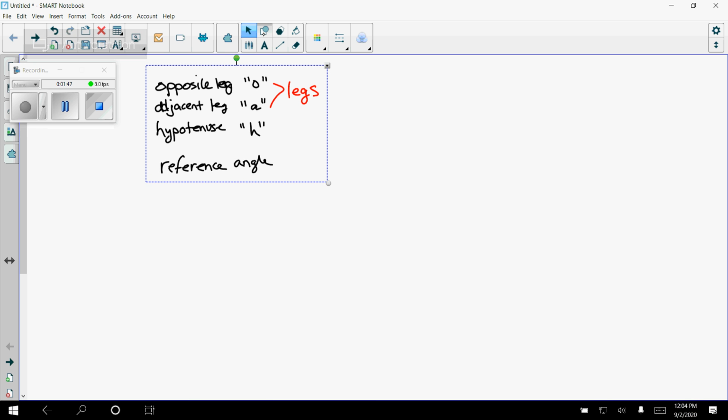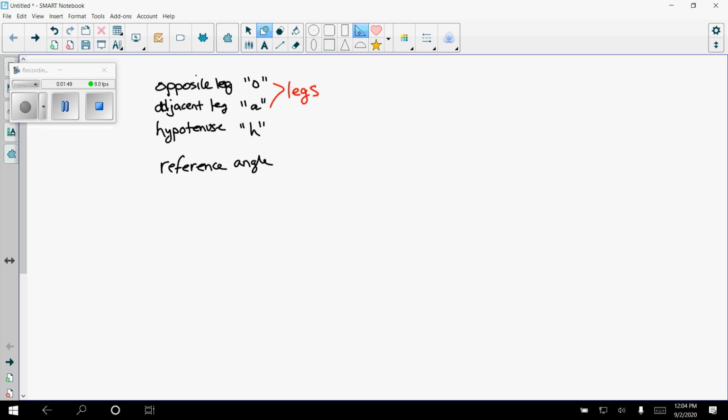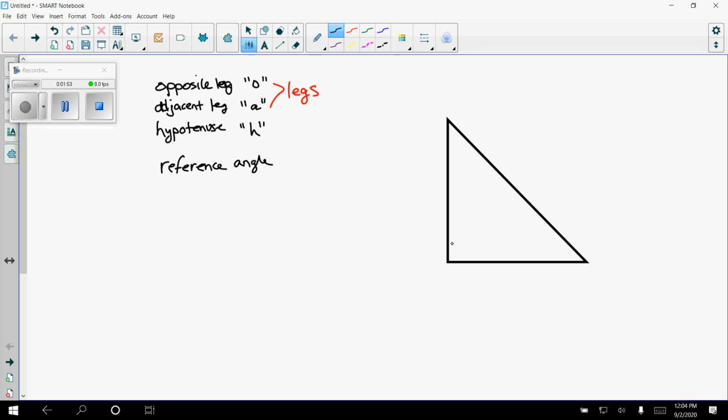So let me draw a right triangle here. We have our right angle. So this is our, let's say that's 60 degrees. The right angle is always there. We know that. The other angle is going to be our reference angle, and whatever other angle is given. If all of the angles are given, then we choose one.